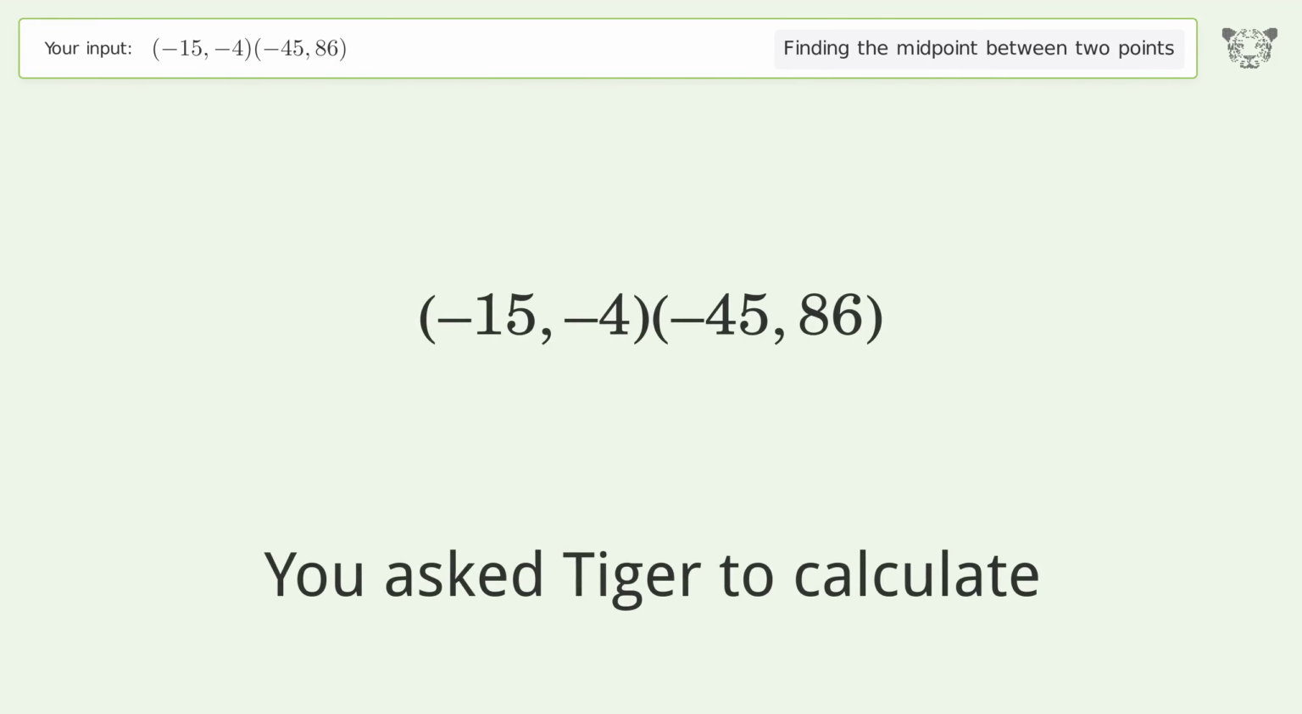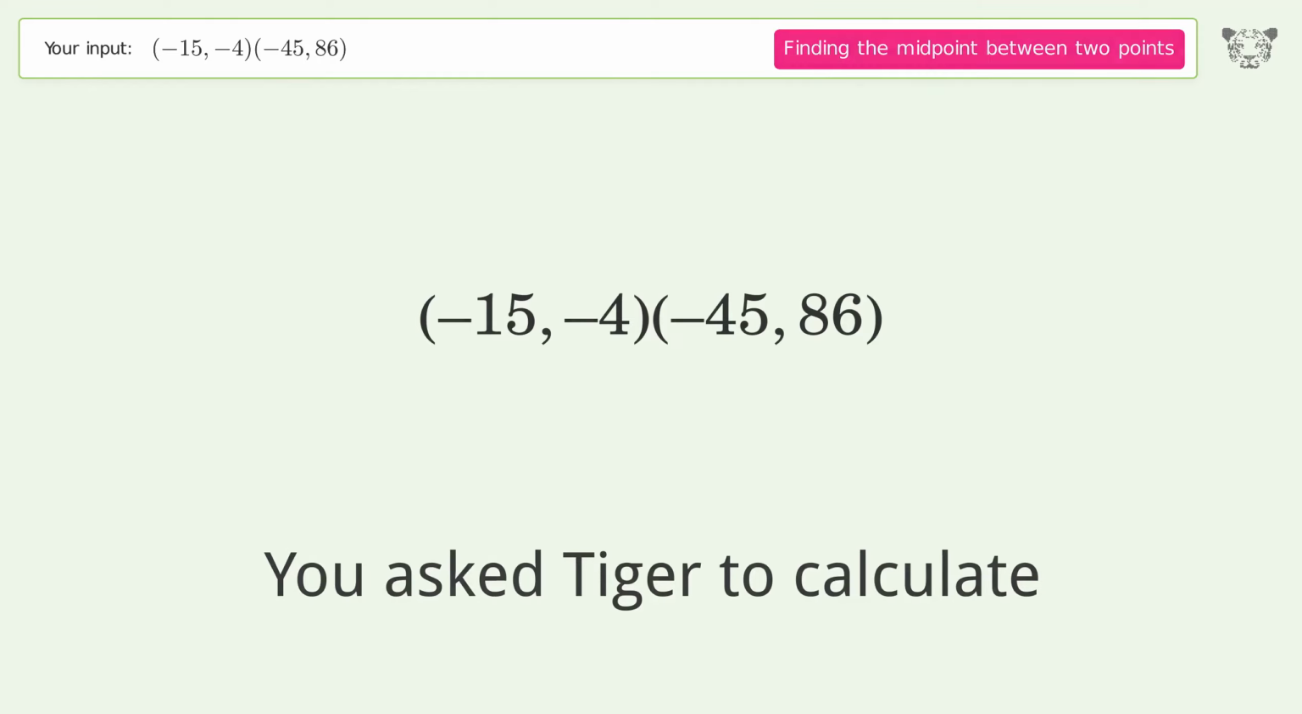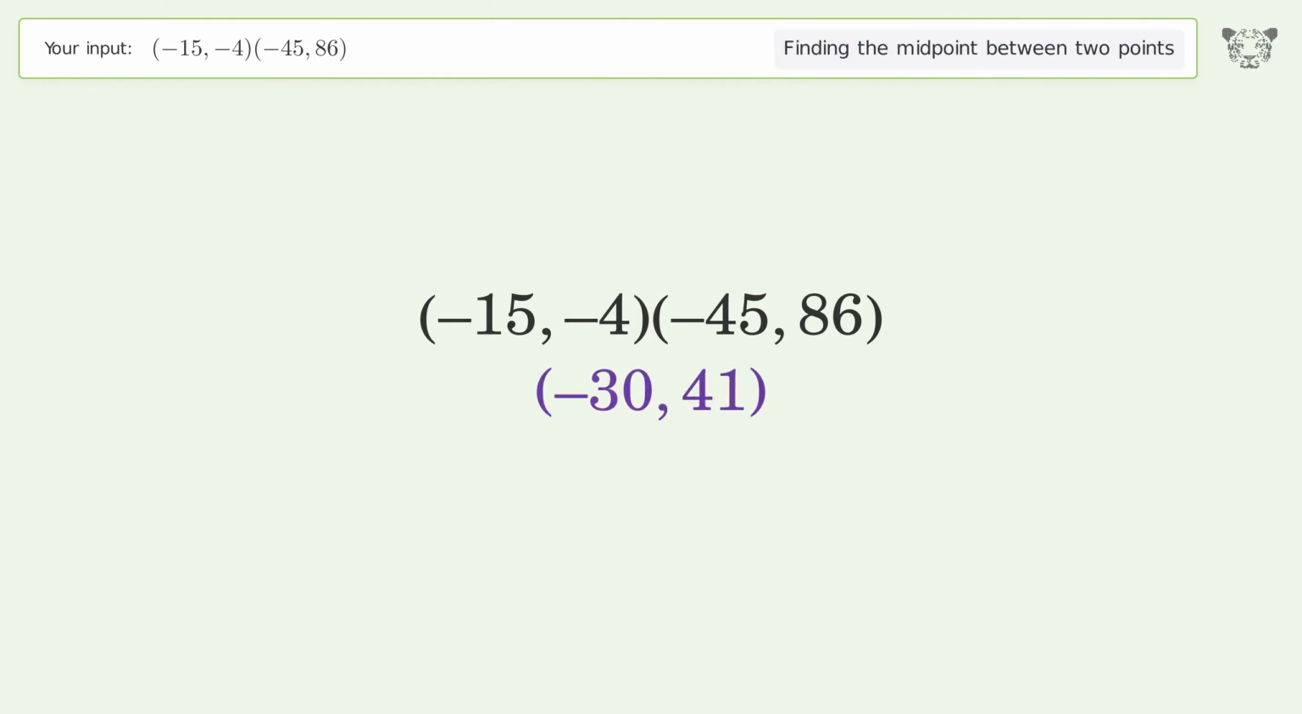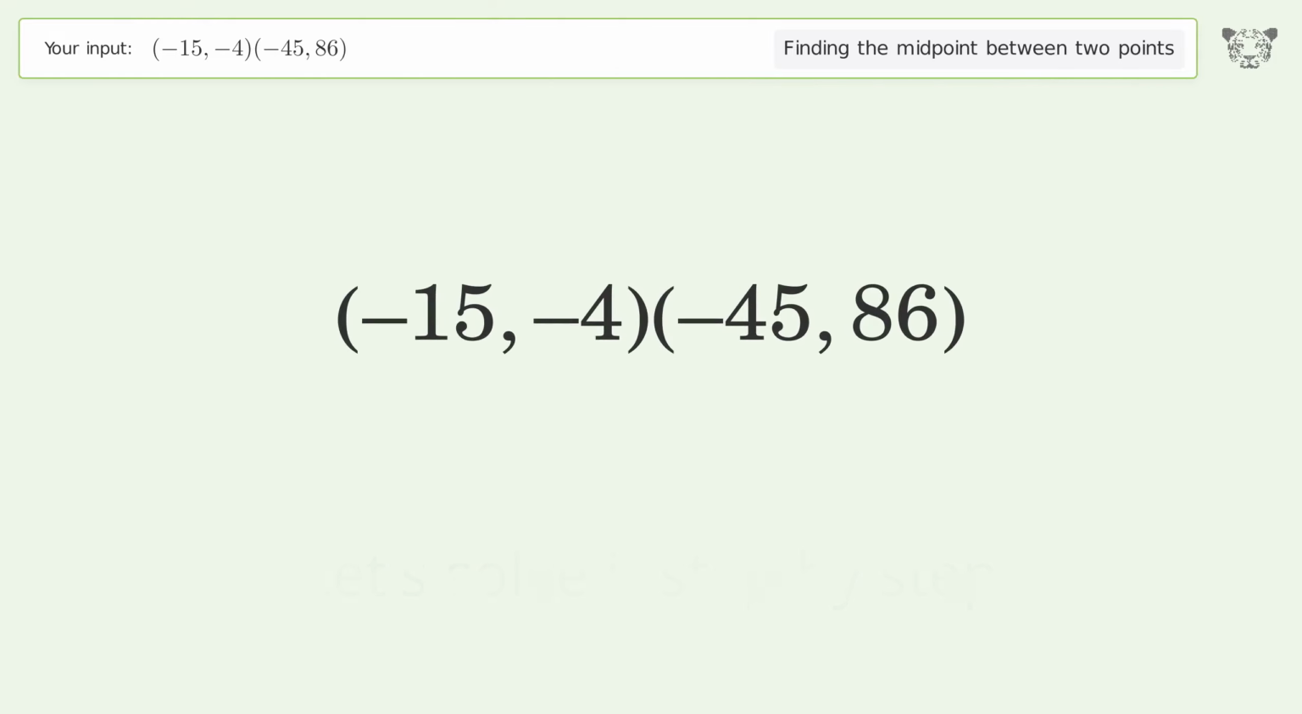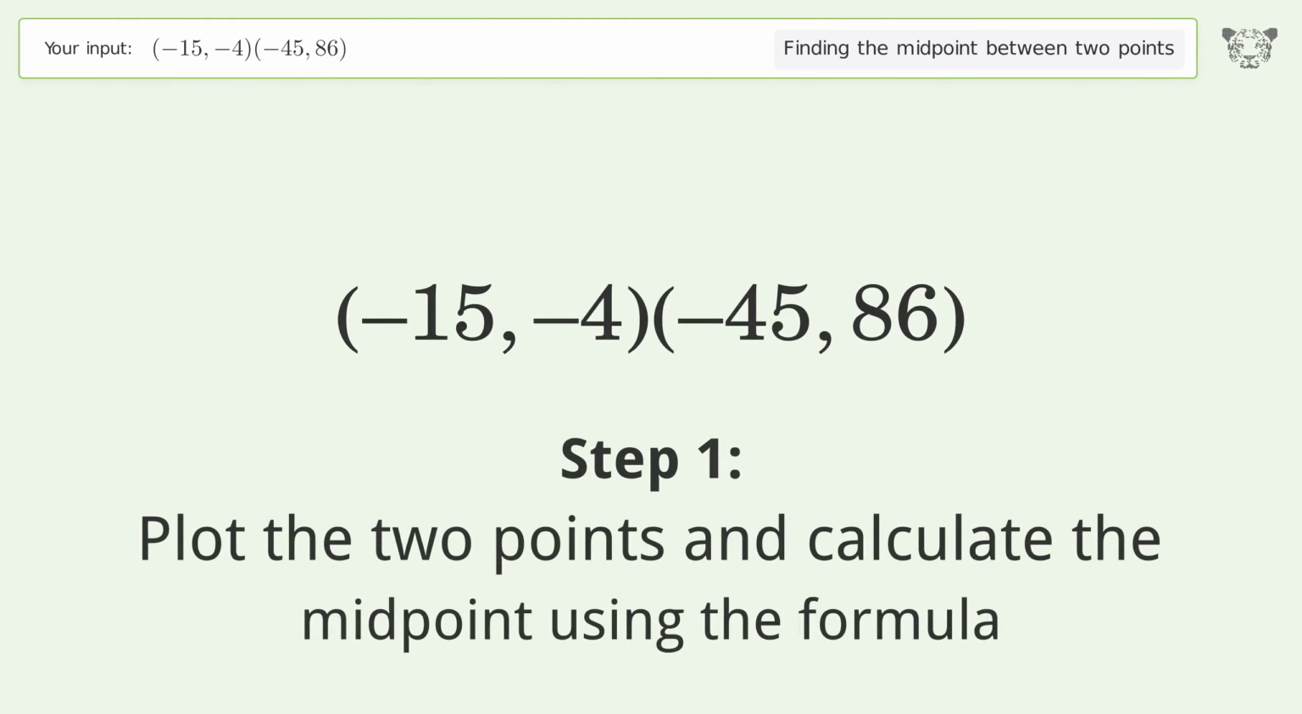You ask Tiger to calculate. This deals with finding the midpoint between 2 points. The midpoint between the 2 points is negative 30, 41. Let's solve it step by step. Plot the 2 points and calculate the midpoint using the formula.